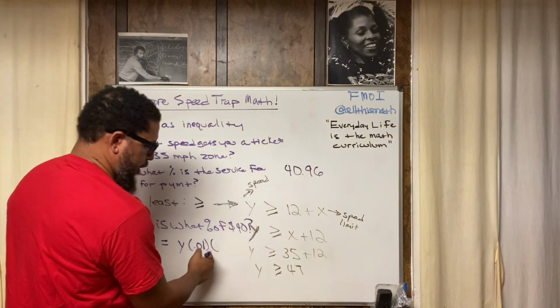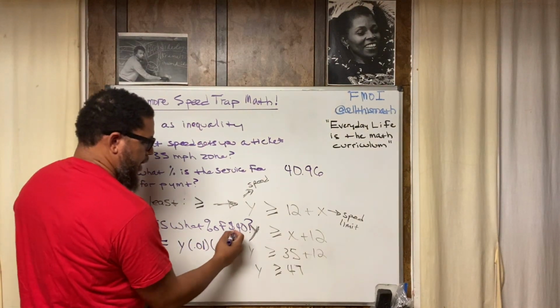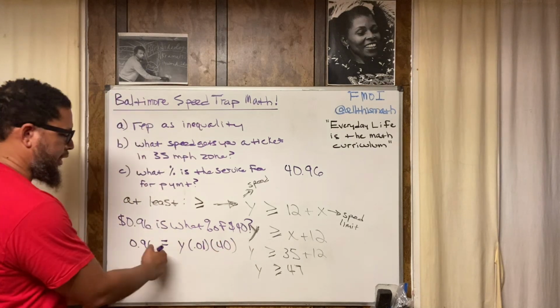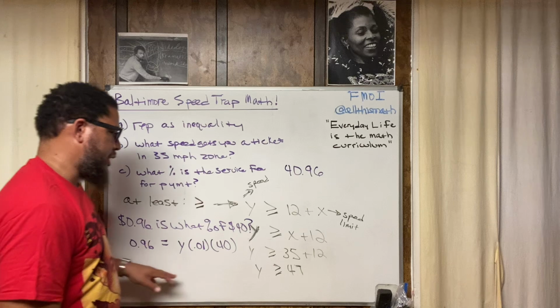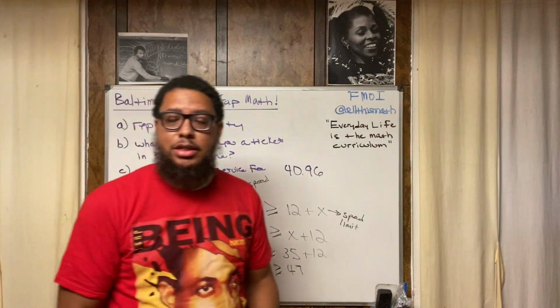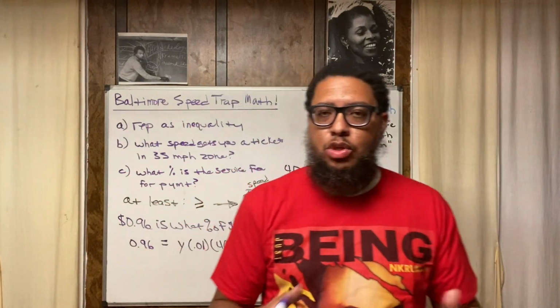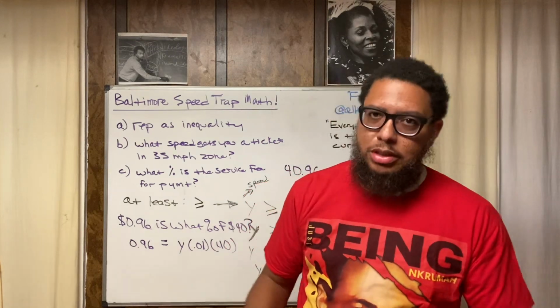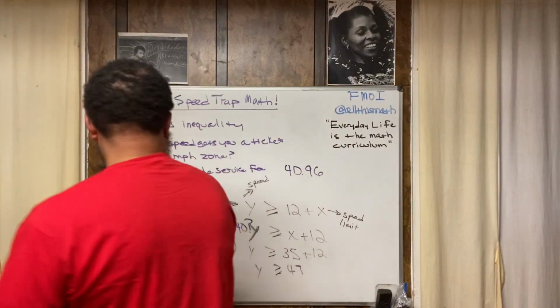There's no symbol in between these parentheses. That means multiplication. And then 40 is just 40. 40 stays the same, just like 0.96 stays the same. It's just like in Spanish. If we translate from Spanish to English, the word no, how do you say no in Spanish? No, N-O. It's the same word. All right, so this is our equation.